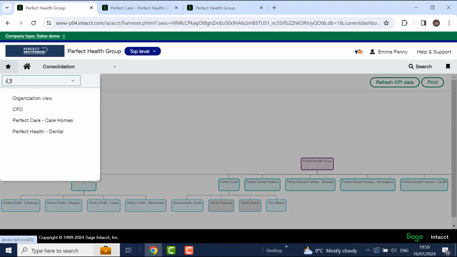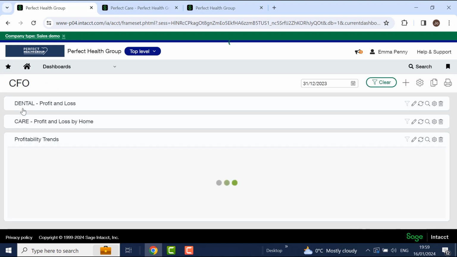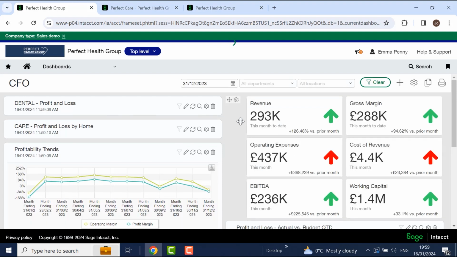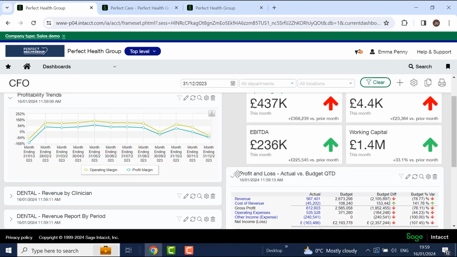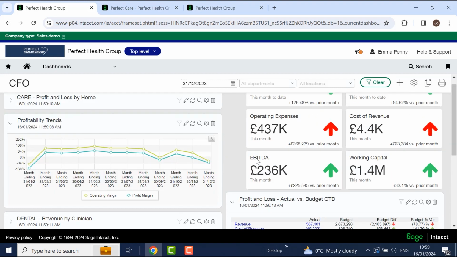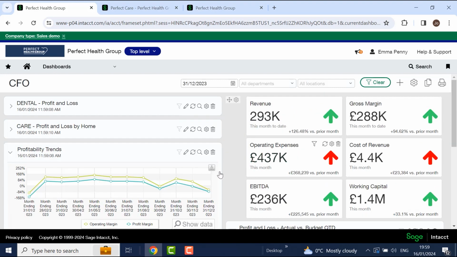One of the key benefits of Sage Intacct is the ability to have these interactive dashboards. So as the CFO, Emma can see some key performance indicators for the whole group, such as revenue, gross margin, operating expenses, cost of revenue, EBITDA, and working capital. She can also see a trended profit and loss, actual versus budget, with some visual indicators here. She can also see liquidity trends and profitability trends.